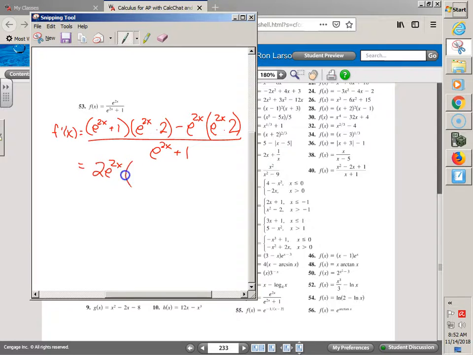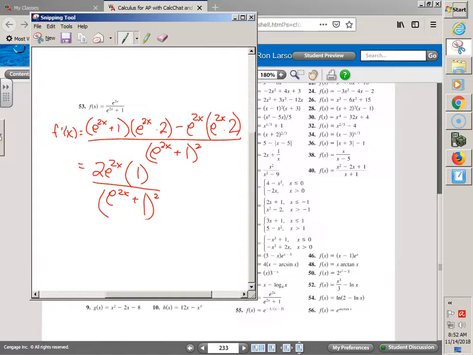2e to the 2x, and you're going to end up with e to the 2x plus 1 minus e to the 2x. Well, don't the e to the 2x's cancel? I think you just get a 1 left over. All over e to the 2x plus 1. Double check my derivative, but I think that's right. So then is that right? Oh, thank you. I didn't even show the squared. But the numerator's good, Grace?